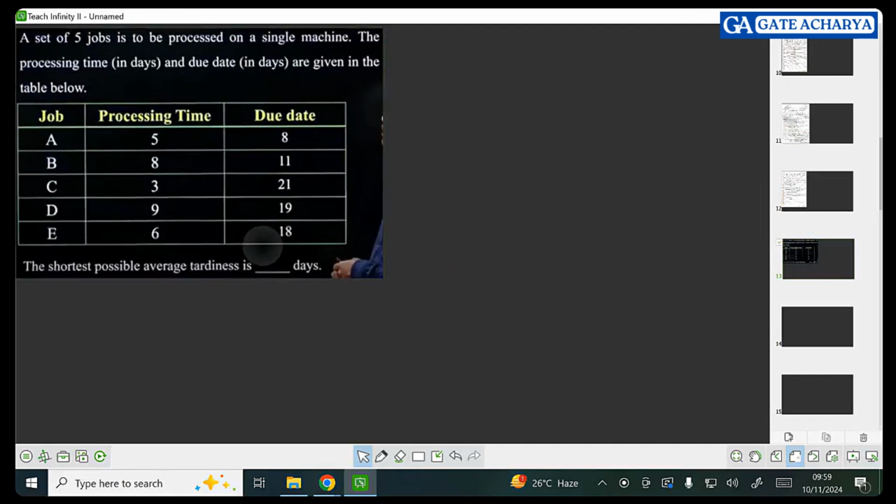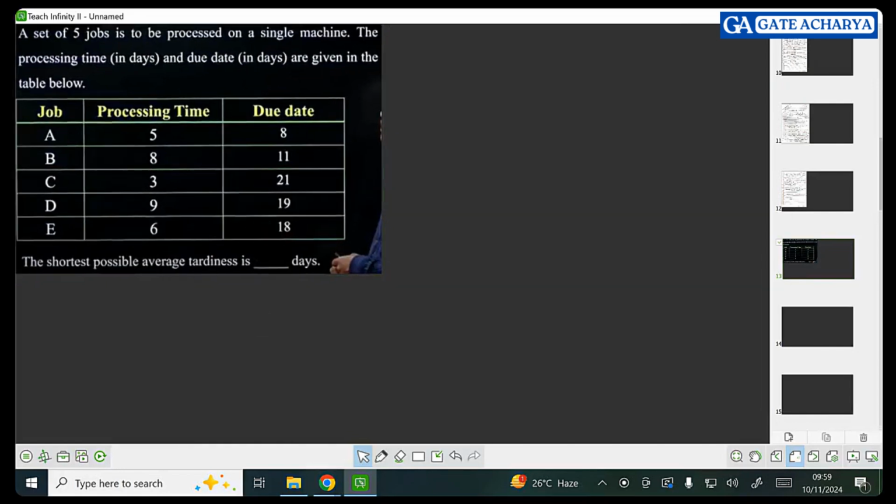A set of 5 jobs is to be processed on a single machine. What is it? N jobs, 1 machine, immediately. The processing time in days and due dates are given in the table. Job A: processing time 5 days, due date 8 days. Next, job B: 8 processing days, 11 days due date. Similarly for C. What is the shortest possible average lateness? Take the table for solving the problem.